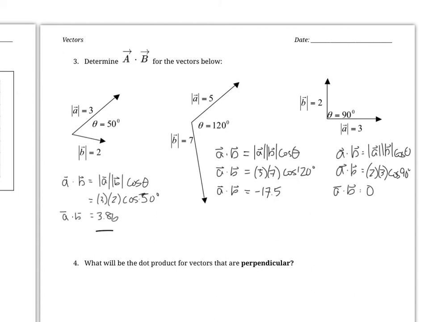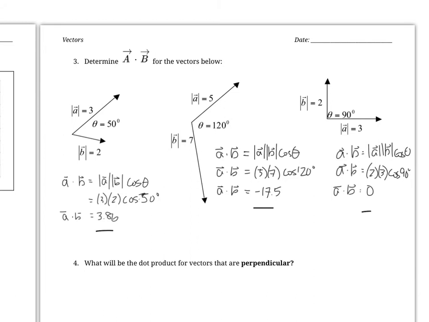3.86, negative 17.5, and 0. What would cause that first one to be positive, that second one to be negative, and that third one to be 0? Well, the magnitude of A and the magnitude of B are just magnitudes, so they're both going to be positive. So really what determines if it's positive or negative is going to be the cosine. When is cosine positive, when is cosine negative, and when is cosine 0?